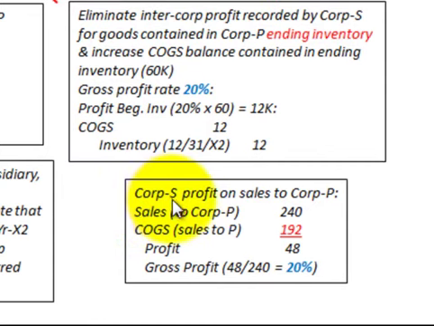So Corporation S had a profit on the sales to Corporation P, our parent corporation, for the year, and those sales to Corporation P were $240,000. Now the cost of goods sold on those sales to the parent was $192,000. So the difference gives us a profit of $48,000. So our gross profit rate would be the profit of $48,000 divided by our sales of $240,000. That gives us a gross profit rate or margin of 20%. And that's what we're going to use for determining the profit that's sitting in the beginning inventory and the ending inventory for the parent based on their purchases from the subsidiary.